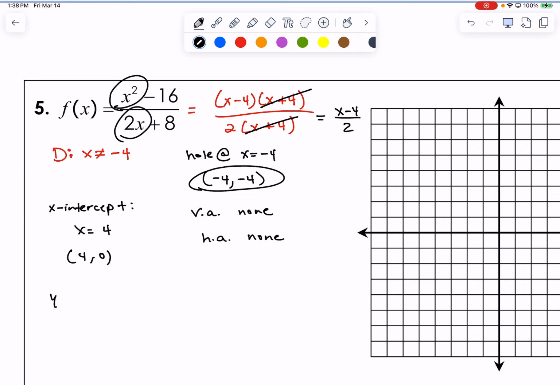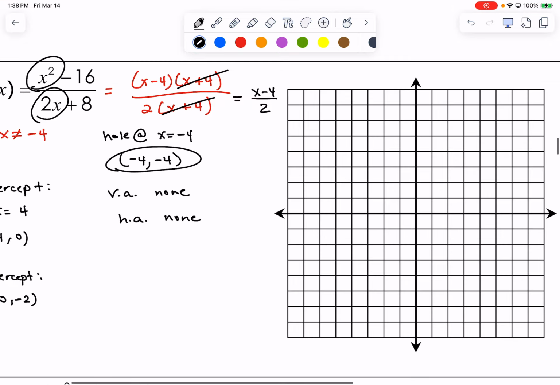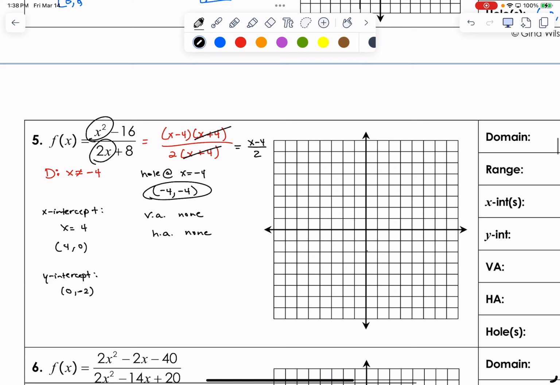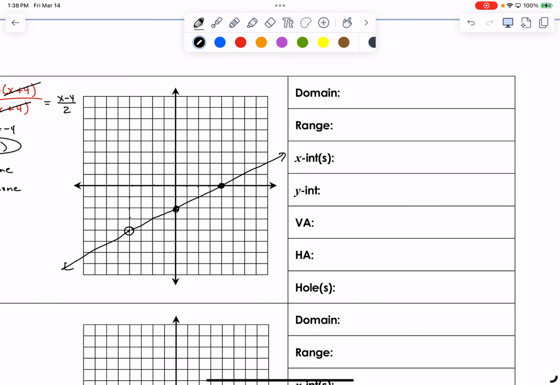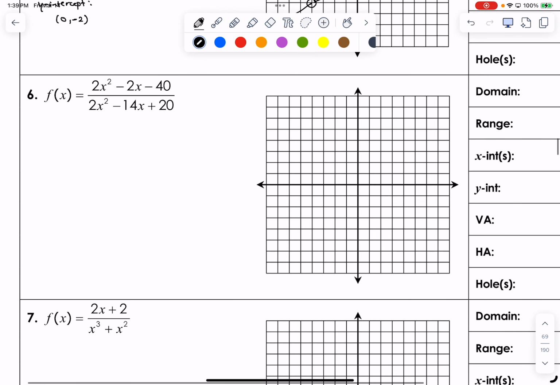I'm flying, people. Y-intercept. Plug 0 in. What are you going to get? 0, -2. I'm flying. Here we go. I'm not even going to write that stuff down over there. 0, -2, 4, 0. Is it 4, 0? 1, 2, 3, 4. I've got a hole at -4. Open. Looks like it's going to be a straight line, isn't it? Okay, and we're going to have x cannot equal -4 and y cannot equal -4. Do I have to write down any of that other stuff? Can I skip it? Thank you, I'm skipping it.